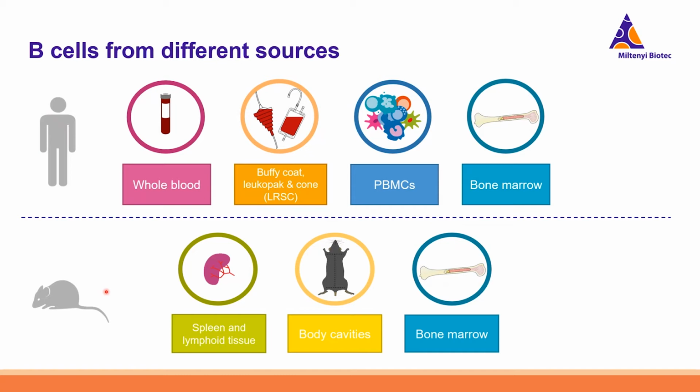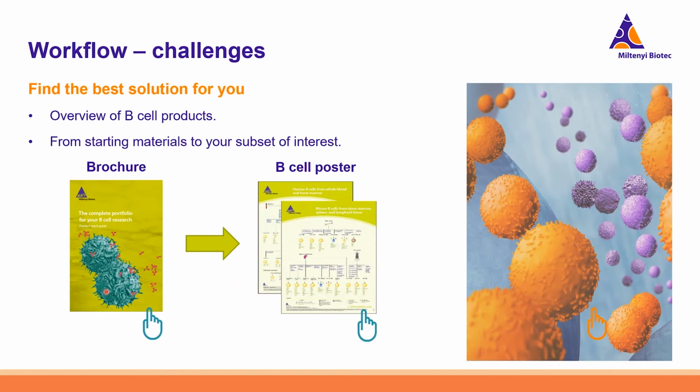And as I said, sometimes it might be really confusing to find the right solution. We collected all the different materials and all the different subsets and kits of interest for you. So we have a nice B cell brochure and a nice poster where you can look up, okay, I want this specific subset of B cells, and here is the starting material. Okay, I need this and this separation product to actually get my B cells. So here you will get all the information nicely collected for you so that you know what is of interest for you.